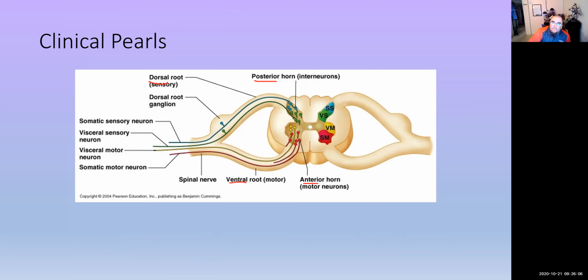The thing you do have to remember, though, is the horn cells. So our horns form the horns on the spinal cord. Here we have our anterior horn, and here we have our posterior horn. The anterior horn is the motor horn. The posterior horn is the sensory horn. The sensory nerves also have this thing called the dorsal root ganglion.